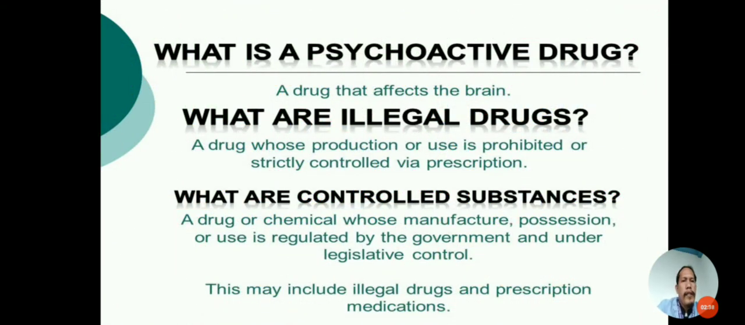Another one: what is a psychoactive drug? It is a drug that affects the brain. And what are some illegal drugs? A drug whose production or use is prohibited or strictly controlled by prescription. And what are controlled substances? A drug or chemical whose manufacture, possession, or use is regulated by the government and under legislative control, and they may include illegal drugs and prescription medications.